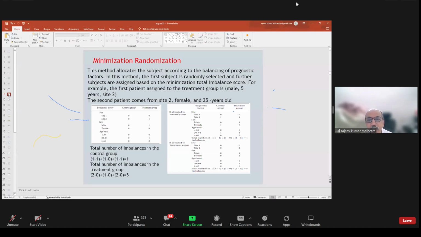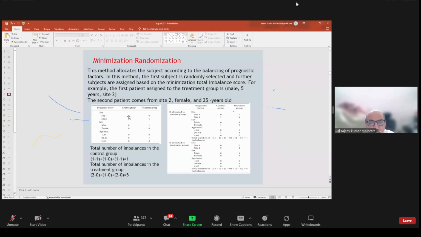So I will just explain briefly the theory for this minimization randomization. For example, first we select a patient randomly, and we find that the first patient is a male patient, 25 years old, site 2, and we assign this patient to the treatment group. So we make this table of prognostic factors. Site is 1 and 2, sex is male and female, age band is less than 20 to 64, and greater than. So we have three prognostic factors.